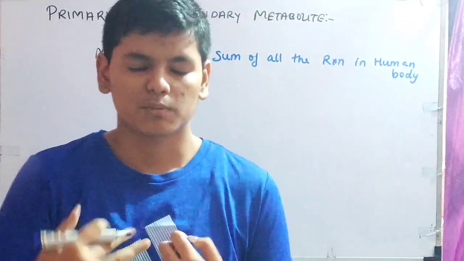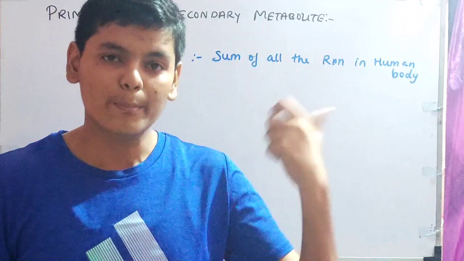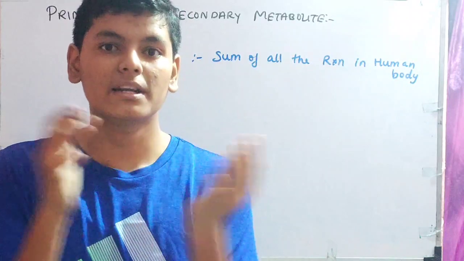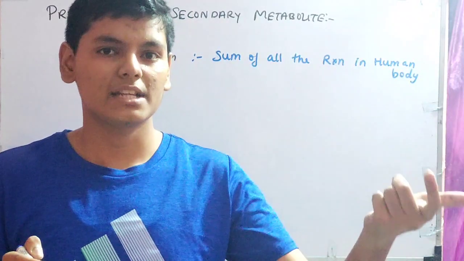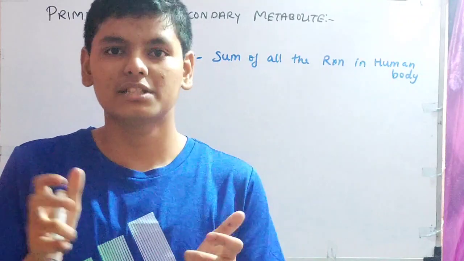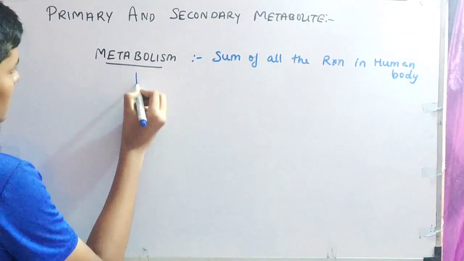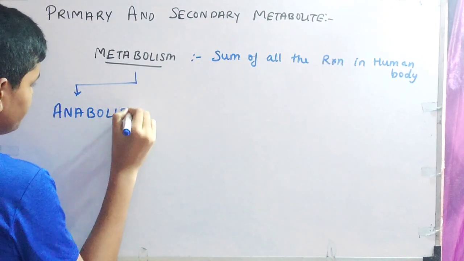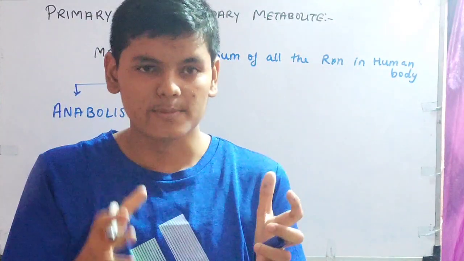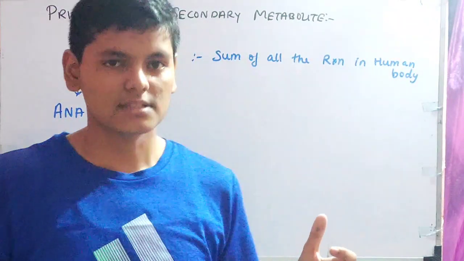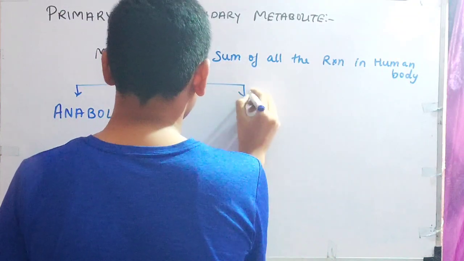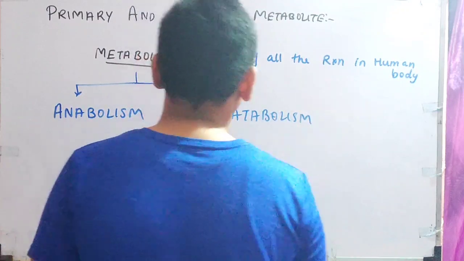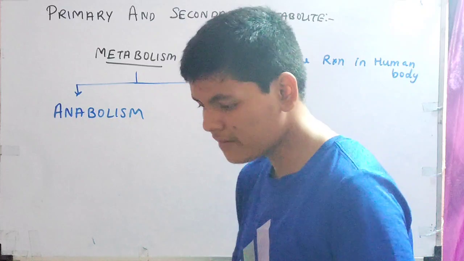There are two types of reactions mostly in the human body in a brief view. One is breaking down and one is forming reactions. When two simple substances combine to form a larger substance, that is known as a formation reaction, and that is known as anabolism. And when a larger substance is broken down into simpler substances, that is known as catabolism. So we have anabolism and then we have catabolism.